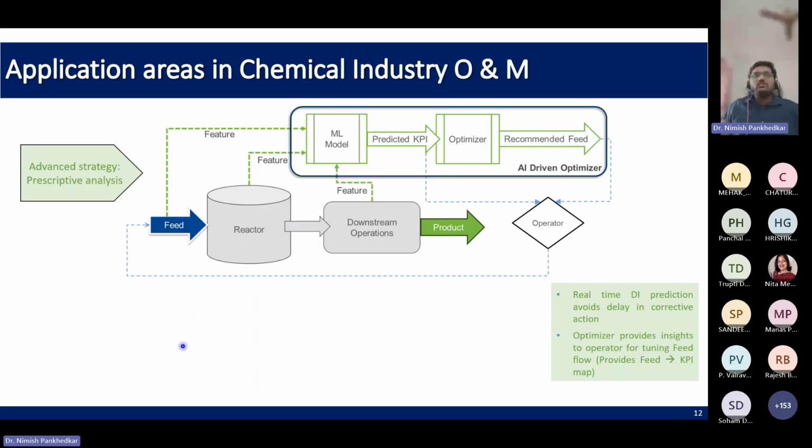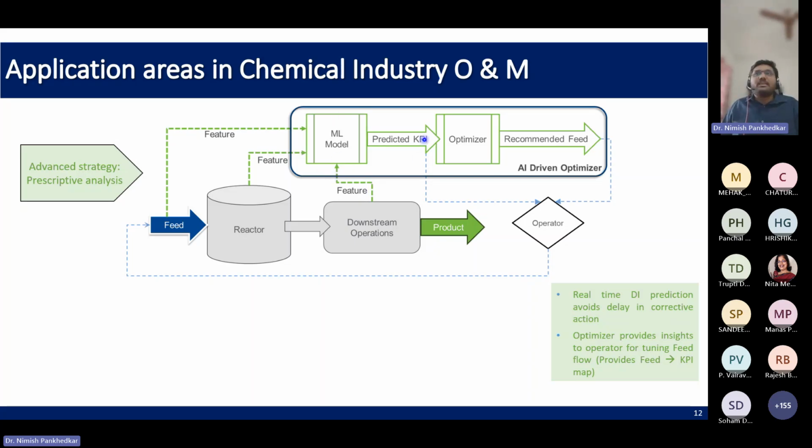Now let us say that the operator is quite new. My operator has changed. The operator doesn't have experience. So even though you tell him that my product quality is so and so, or it will change to so and so in the next 2 hours, the operator will not be able to take the right action. So instead of just predictive analysis, you try to put a prescriptive layer on top of that. Now I'm taking the readings of my feed, my temperature, pressure, different variables for which I have sensor data, and I'm developing my ML model.